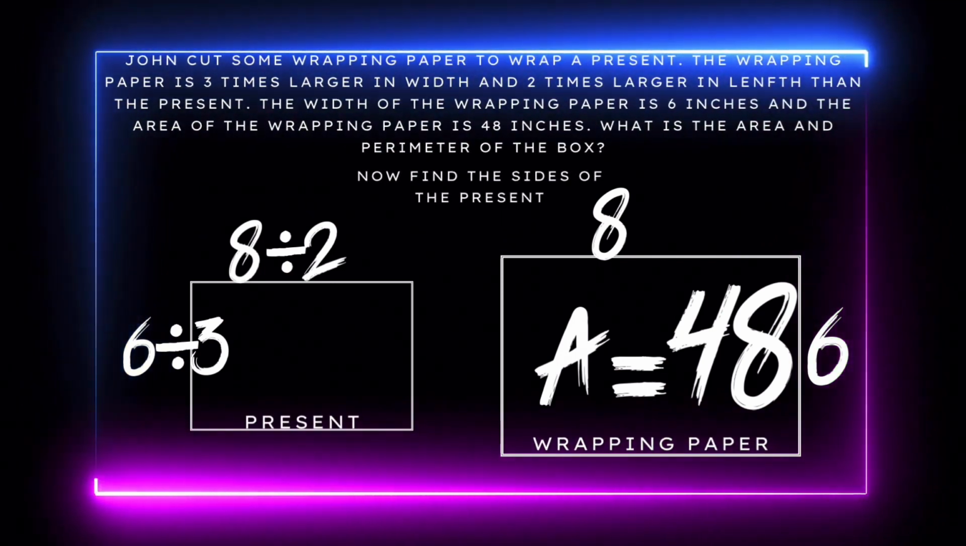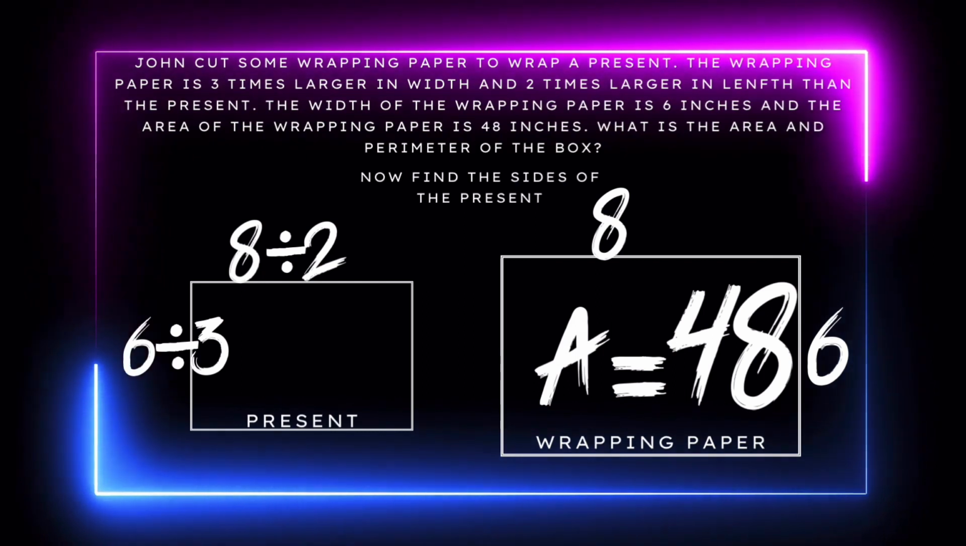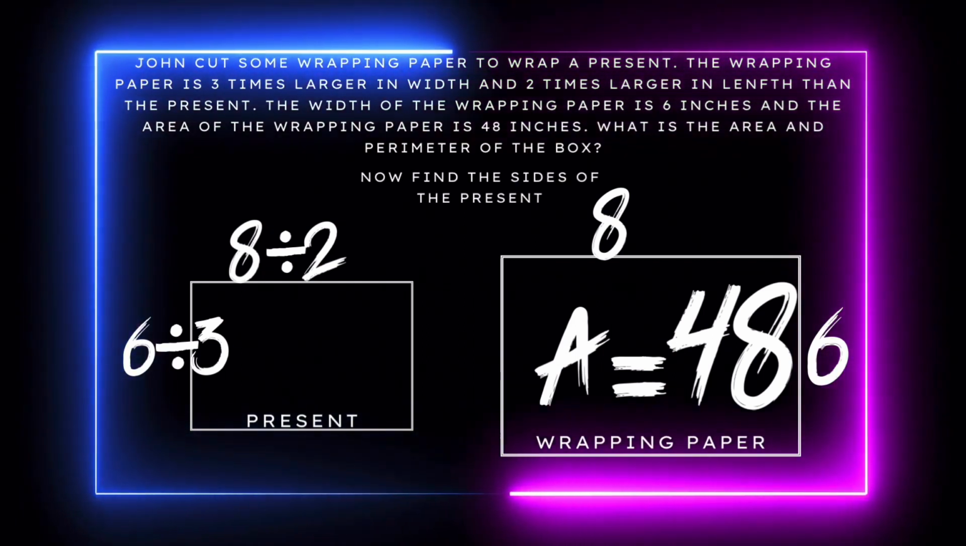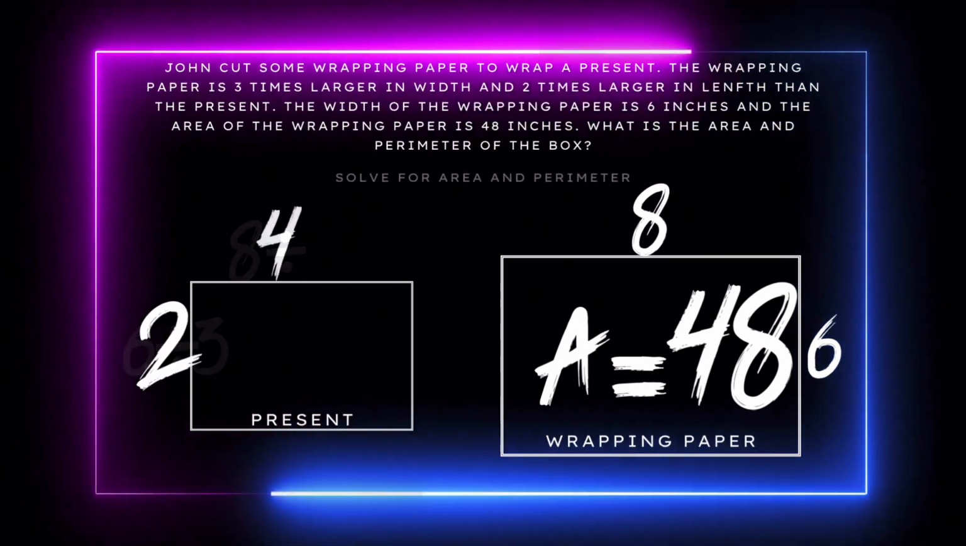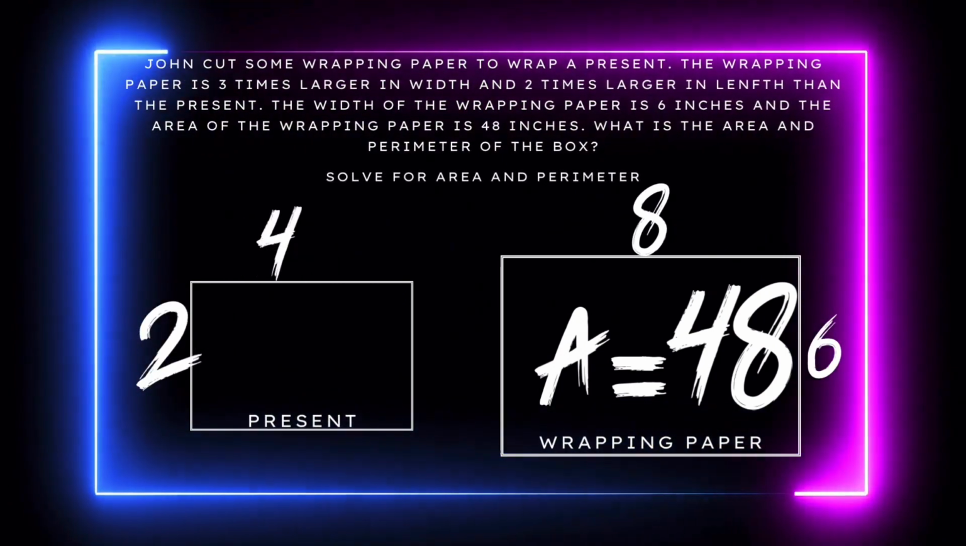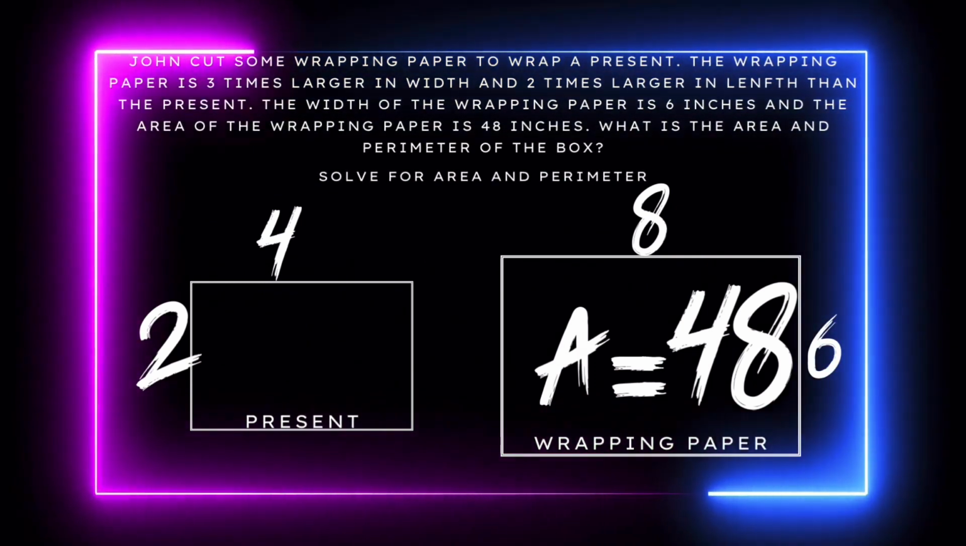Well, that's pretty easy. So 6 divided by 3, you can think of it as 3 times what equals 6. Well, that's 2. And 8 divided by 2, you can think of that as 2 times what equals 8. Well, that's 4. So we have a side of 2 and a side of 4. Now it's easy. We just solve for area and perimeter.